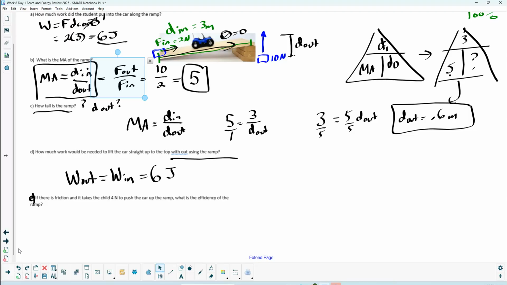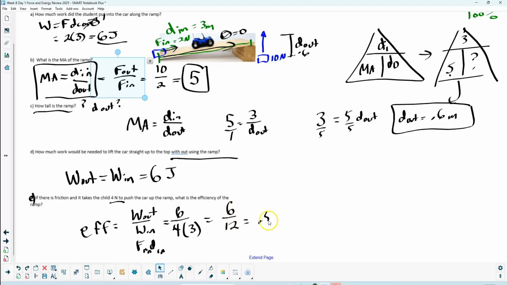And you're gonna have to do the efficiency equation again, which is the work out over the work in. For the work out, we're still getting 6 because this 10 newtons is going up 0.6, so that's gonna be 6. And then for the work in, it's the force in times the distance in, so it's FD. 4 is our new force in, our distance is still 3. So 4 times 3 is 12, so it's 6 over 12, which is 0.5, which is equal to 50% efficient. So this is not a very efficient ramp. There's a lot of friction on it to slow the car down.